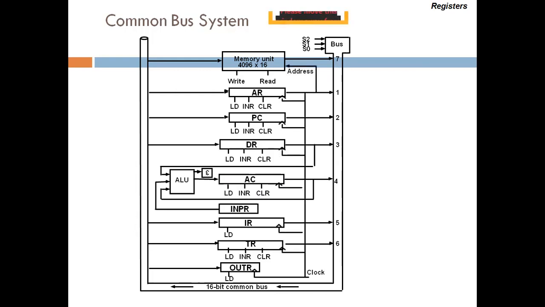And lastly, there is one clock pulse. It is connected with all the registers and the memory unit for the timing control of this common bus system. So this is the diagram for the common bus system.